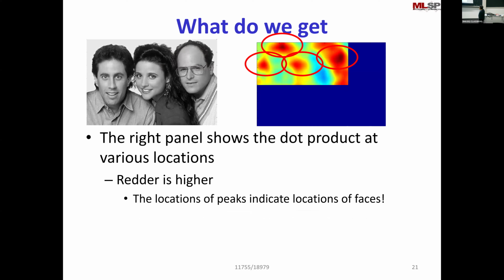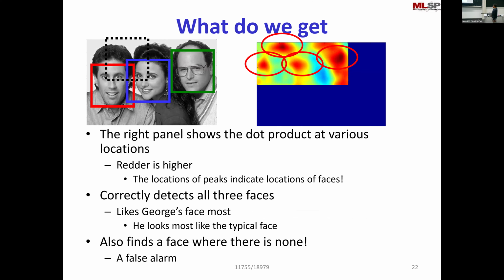You get a heat map. So there are those 3 regions where it found faces, and of the 3 of them, George apparently is most face-like. But then it also found a face where there was none on top, right? A ghost face. So that's a false alarm.